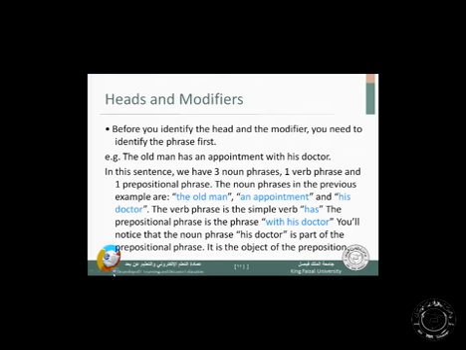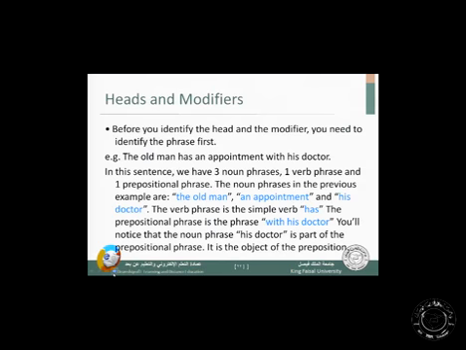So we have 3 noun phrases, we have 1 verb phrase, and we have 1 prepositional phrase. The noun phrases are the old man, an appointment, and his doctor. So we're talking, of course, about the example sentence. The old man, an appointment, and his doctor are all noun phrases. We also have a verb phrase which consists of one verb, a simple verb, has. So has is the VP in this sentence.